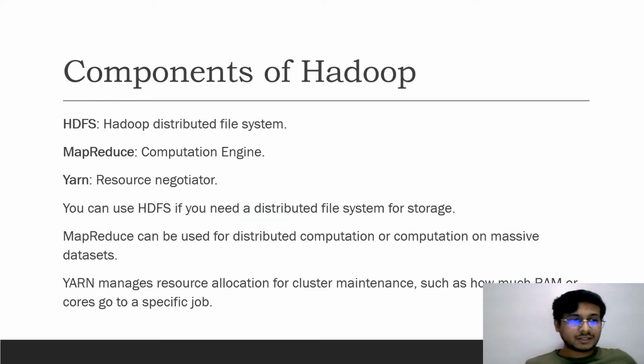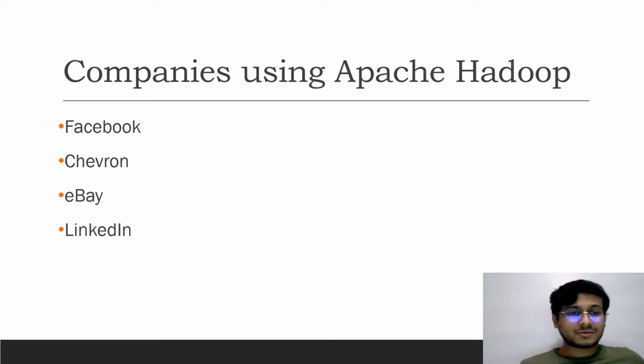They are HDFS, known as Hadoop Distributed File System, MapReduce, which is used as a computation engine, and YARN, which is a resource negotiator. You can use HDFS if you need a distributed file system for storage. MapReduce can be used for distributed computation on massive data sets, whereas YARN manages resource allocation for the cluster maintenance. There are several companies that use Apache Hadoop on their datasets. Some famous ones are Facebook, Chevron, eBay, and LinkedIn.